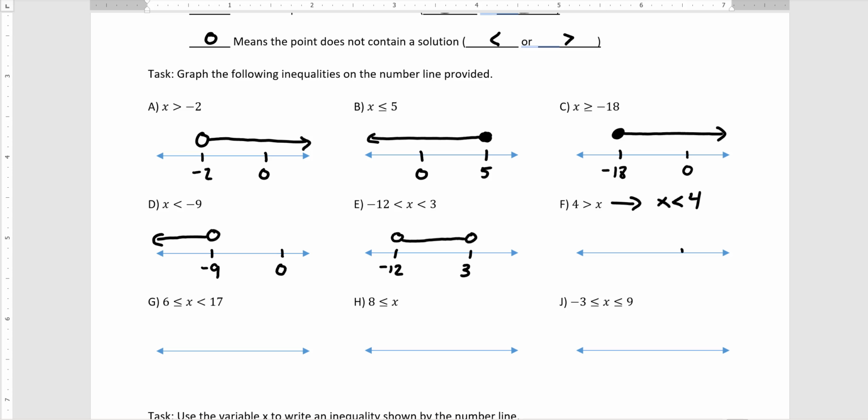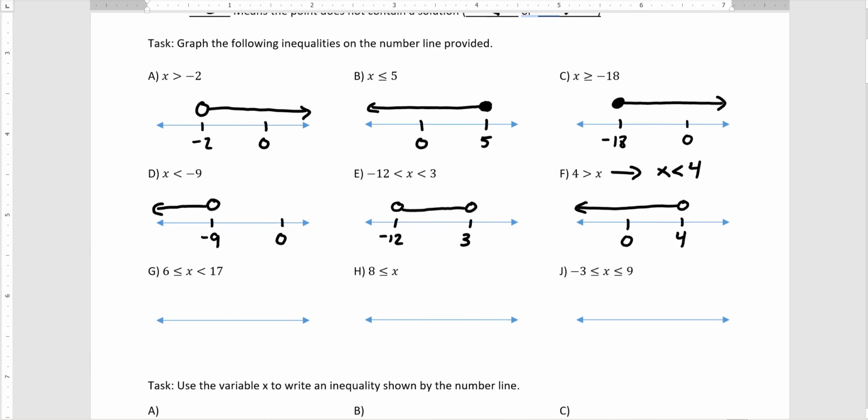So I'm going to plot 4. I'm going to plot 0. And if x is strictly less than 4, open or closed circle, definitely got to use that open. And since it's less than, it's going to be going to the left. All right, let me know if you have any questions. Otherwise, why don't you go ahead and try G, H, and J on your own, and then we'll check those together. All right, let's check how we did here.